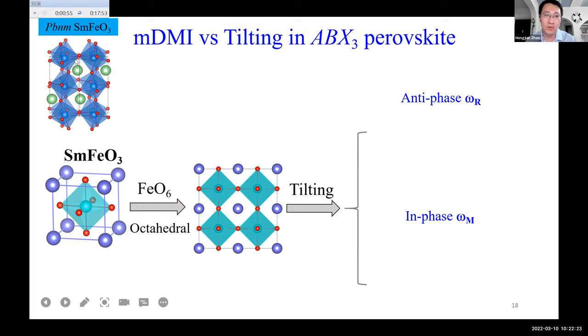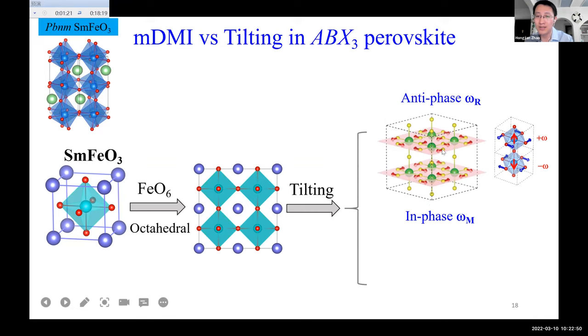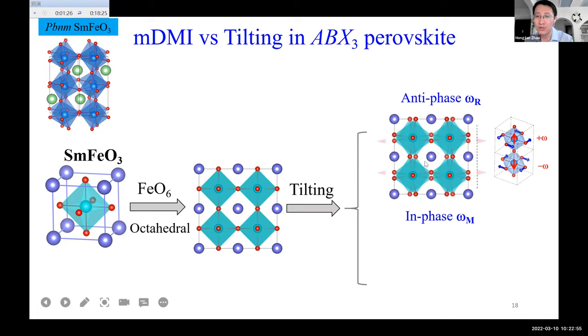Comparing the Pbnm phase and the cubic phase, there are basically two kinds of distortions. The first is the antiphase tilting. This tilting is like this: for example, in the top layer, the octahedra are rotated anti-clockwise, while in the bottom layer they rotate clockwise. This leads to an atomic structure like this. If we look from the top to the bottom, you will have a rotation in such a way.